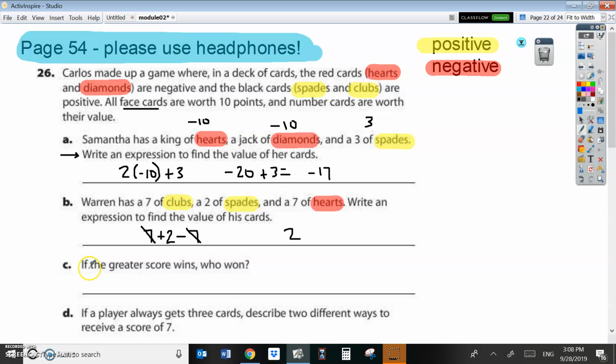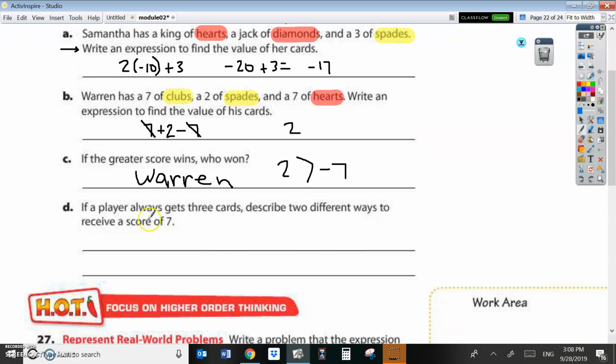So, if the greater score wins, who won? Warren won, because 2 is greater than negative 7. If the player gets 3 cards, describe 2 different ways to receive a score of 7.